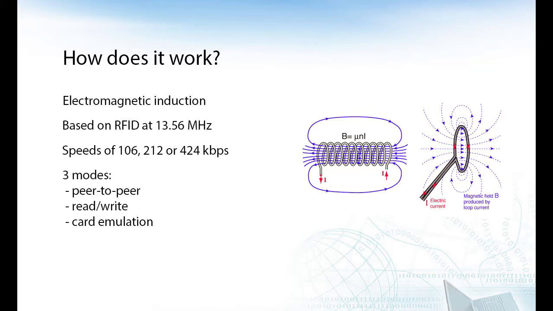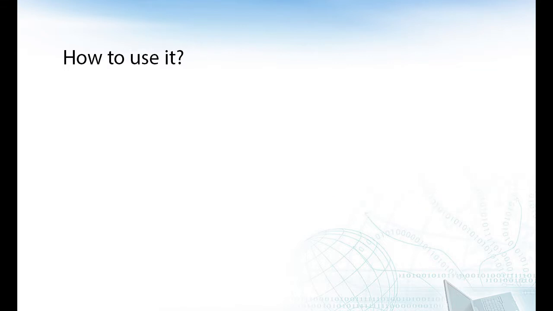Then there is read-write mode. This is a one-way data transmission, where the active device links up with another device in order to read information from it. This mode is used when you interact with an NFC tag. Lastly, there is the card emulation mode, where the NFC device is used like a credit card in order to make payments. So how to use NFC?